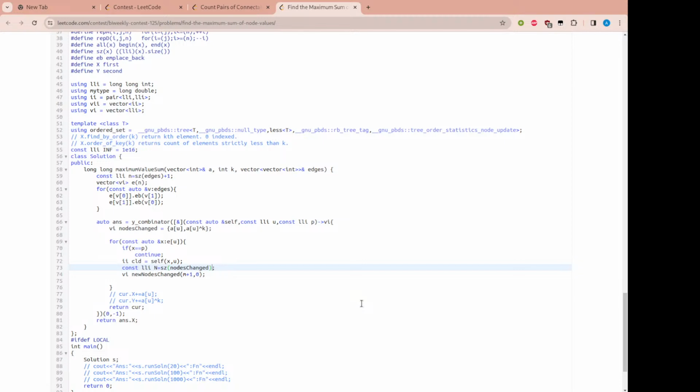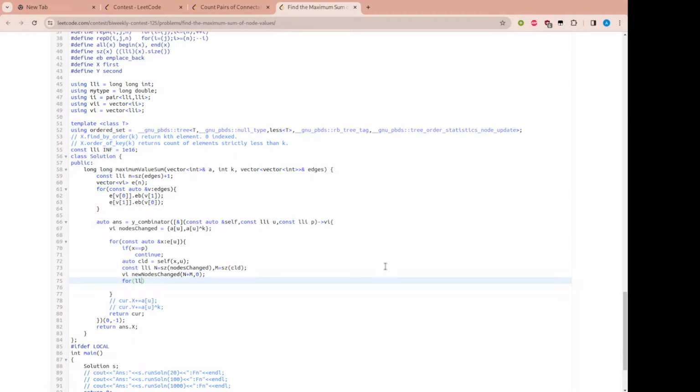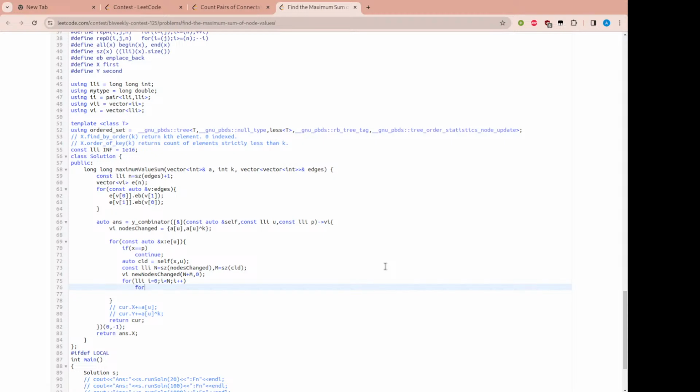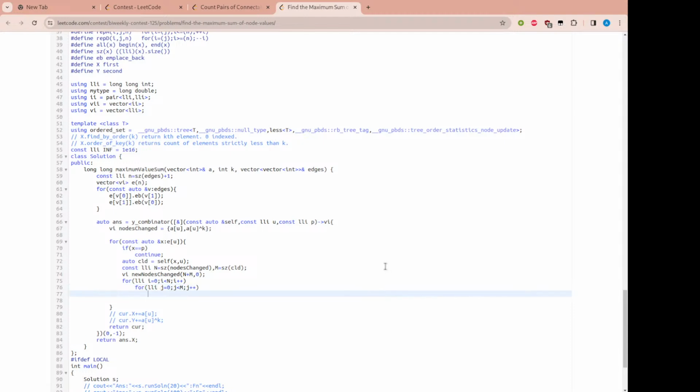Now the dp value returns how many nodes we have changed. The updated value would be n plus n. Like, if I have changed i nodes so far and j nodes from the subtree, then this will impact i plus j.